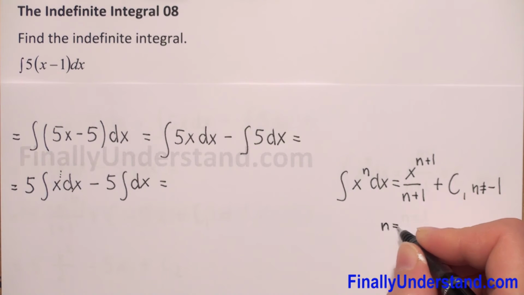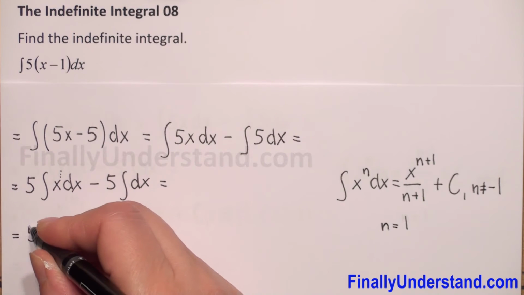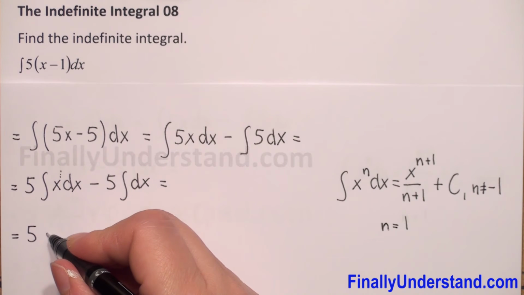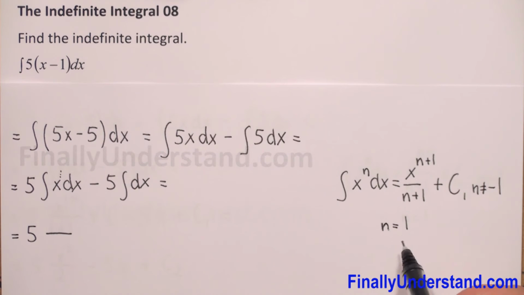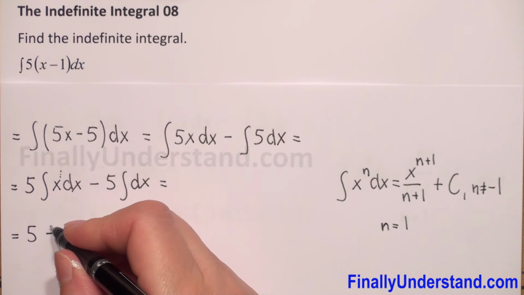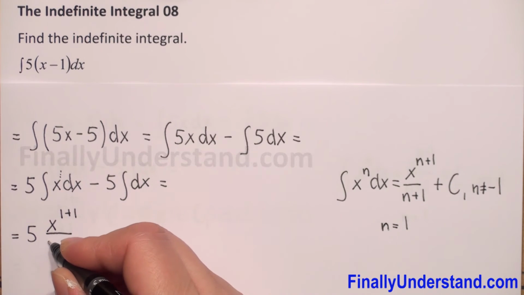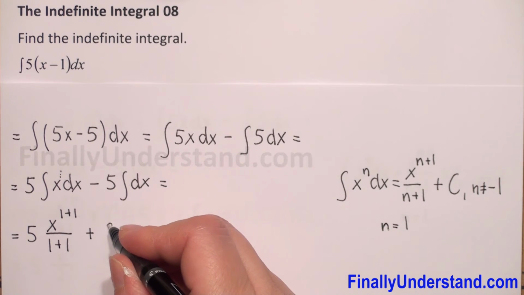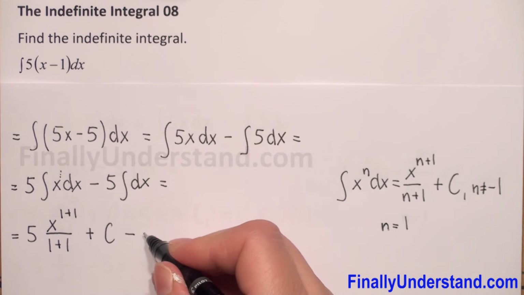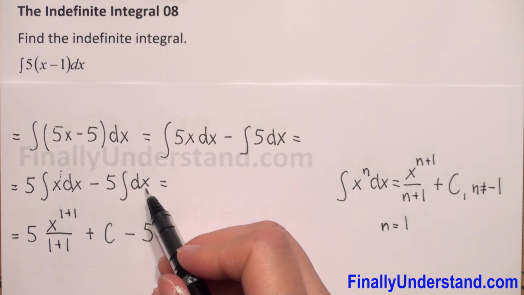N is equal 1. So we have to copy 5, and now we have to substitute to this formula n equals 1. So we have x to power 1 plus 1 over 1 plus 1 plus constant c minus, we have to copy 5. Now we have integral of 1 with respect to x.